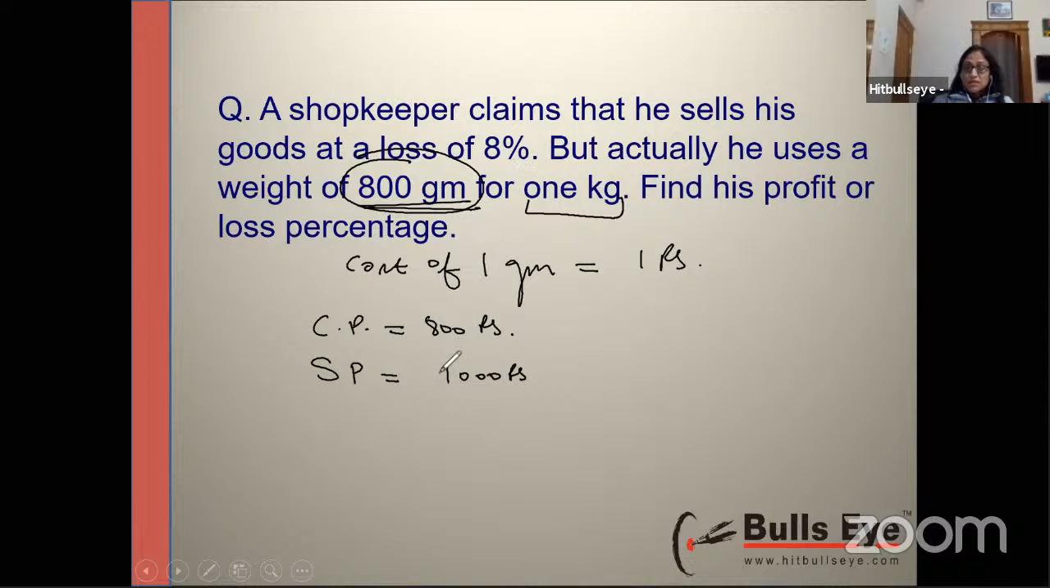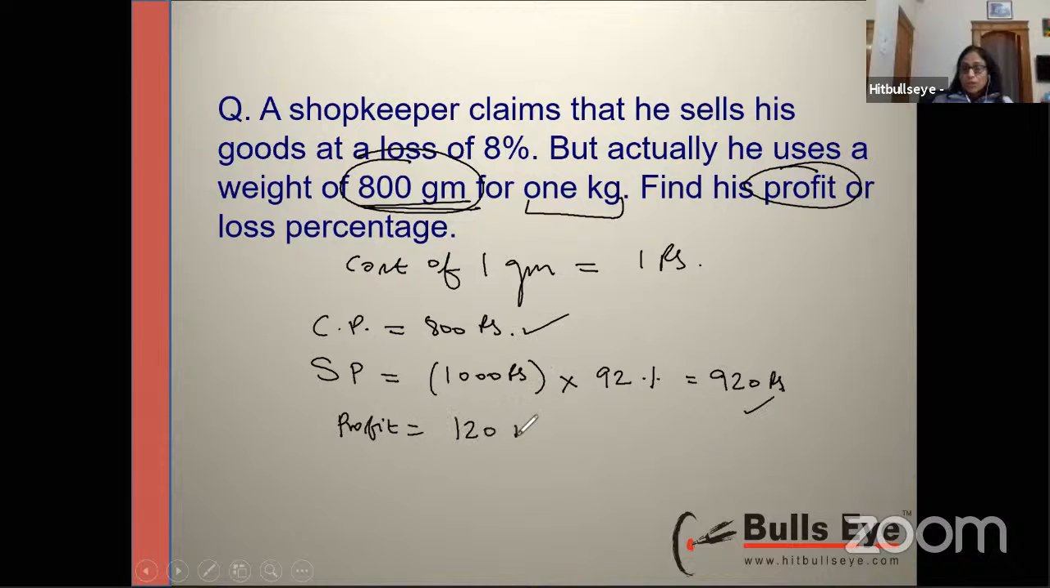So you are making the customer feel happy by charging him only 92% of this. What is that? 920 rupees. Now the poor customer is thinking as if he has paid less, but in reality, he has paid more. So the shopkeeper is definitely going to make a profit. How much profit? Profit is always the difference of selling price and cost price, which is 120 rupees.